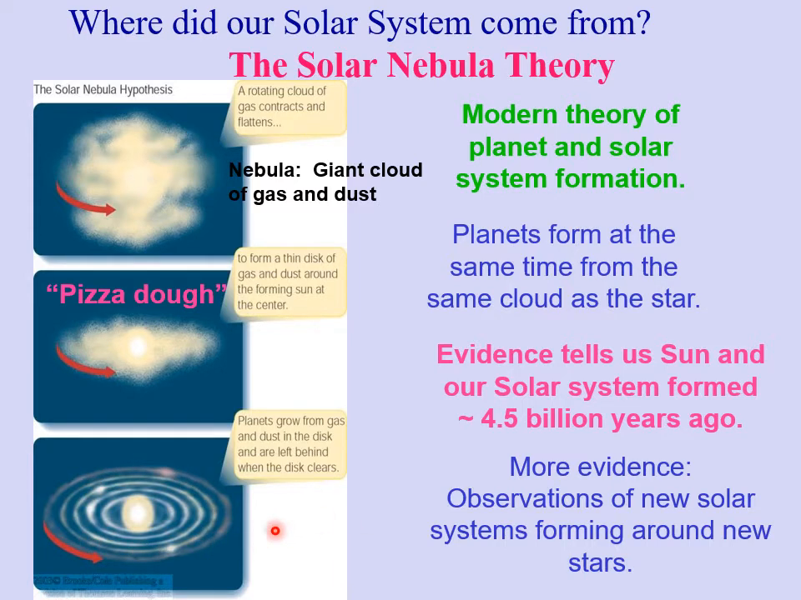So what kind of evidence do we have that supports this theory? Well, it turns out there is quite a bit. In fact, the evidence is overwhelming. And one of the hugest pieces of evidence here is observations of other new solar systems forming right before our eyes around newly forming stars. So we're going to look at that next.